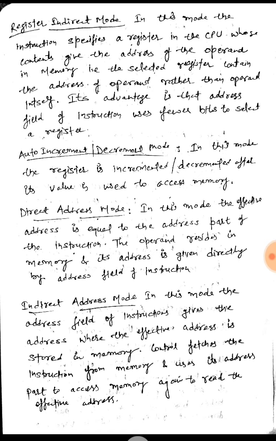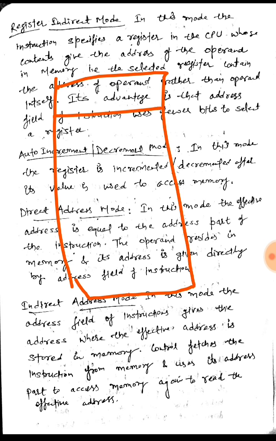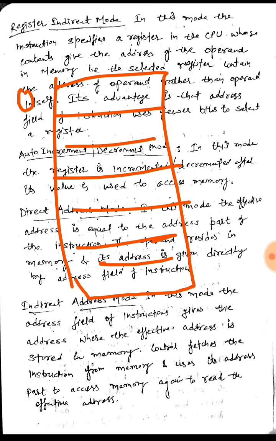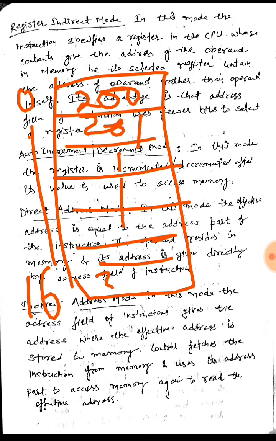Then we will have the register indirect mode. In this mode, the instruction specifies a register in the CPU whose contents give the address of the operand in memory. That is, the selected register contains the address of the operand rather than the operand itself. So if I have several registers, these registers will contain the memory address of the data. It can be 200, 201, or 300.